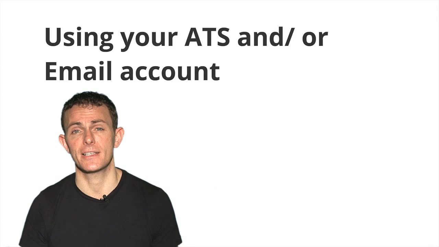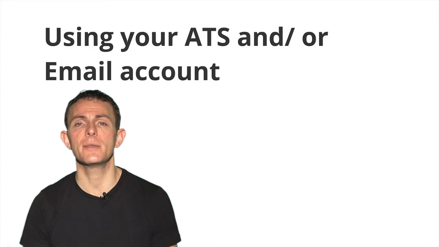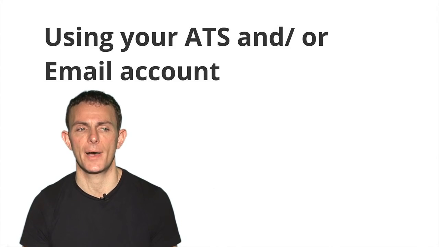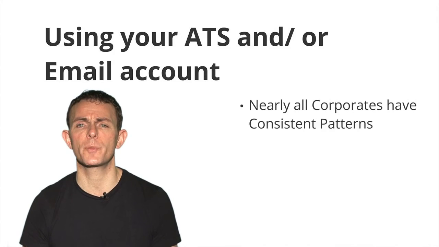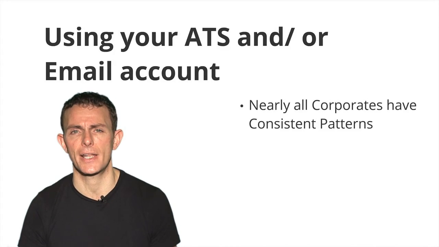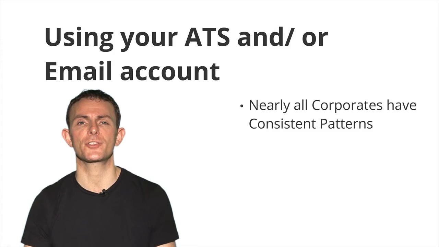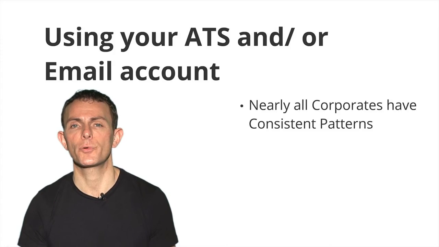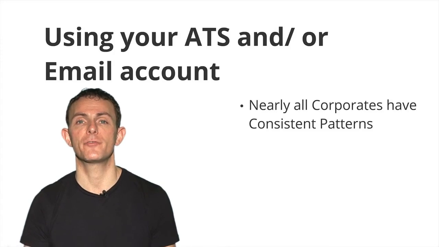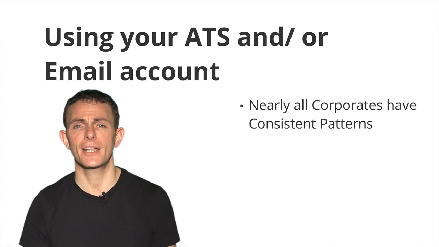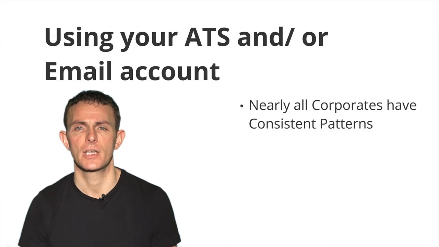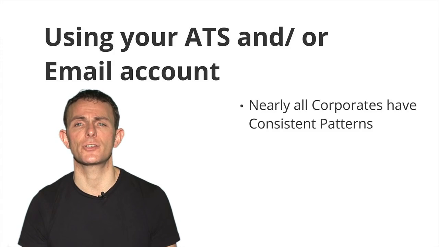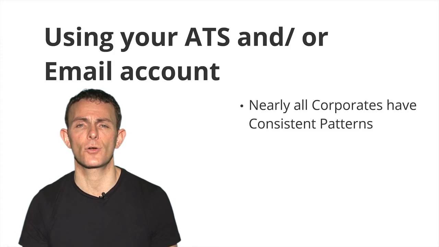Our second tip is to use your own ATS or your email account to see if you can find email patterns. So nearly all corporates have consistent email patterns. So they will be, for example, first name.surname at corporate.something, or they'll be first initial surname. Some patterns are really obvious, some are less obvious. But most companies, when they have new starters, they use some sort of pattern, as it's an easier way to distribute email addresses in the corporate.